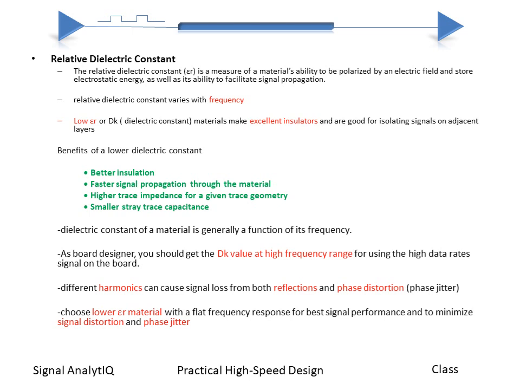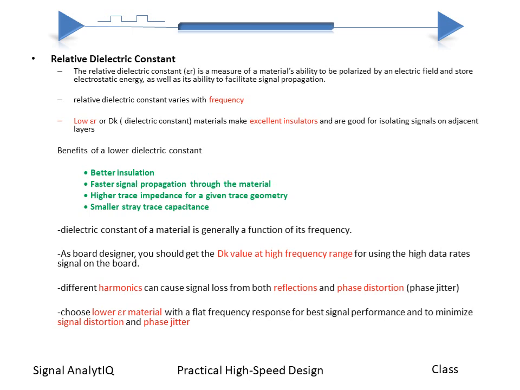Relative dielectric constants vary with frequency. A low ER, which from the manufacturer is normally represented as Dk, which is nothing but dielectric constant, makes materials excellent insulators and good for isolating signals on adjacent layers. The benefits of a lower dielectric constant are better insulation, faster signal propagation through the material, higher trace impedances for a given trace geometry, and a smaller stray trace capacitance. Those are some of the benefits of using a low dielectric constant, which is ER or Dk.